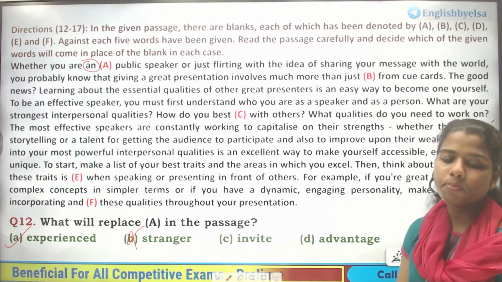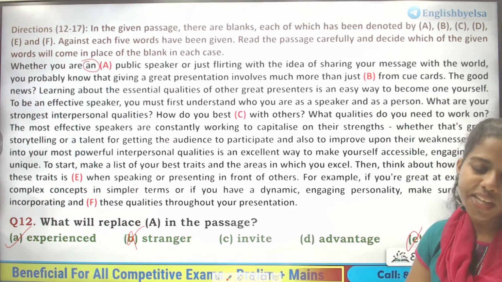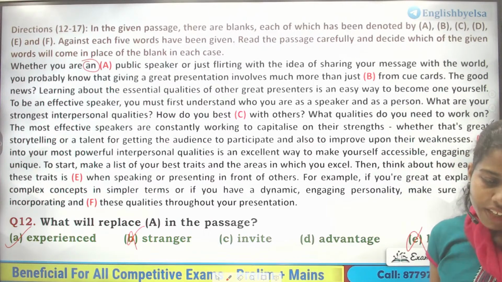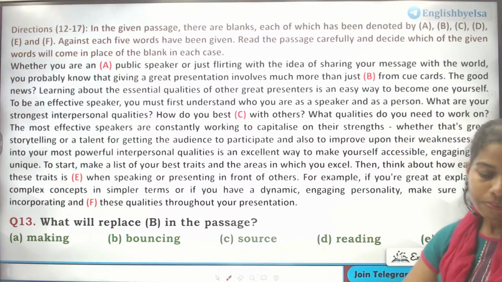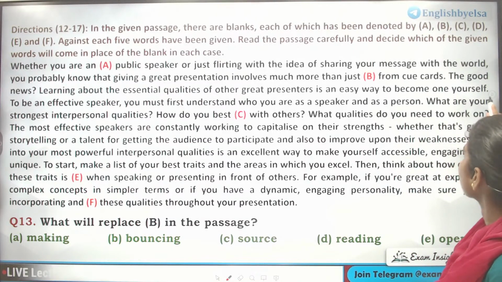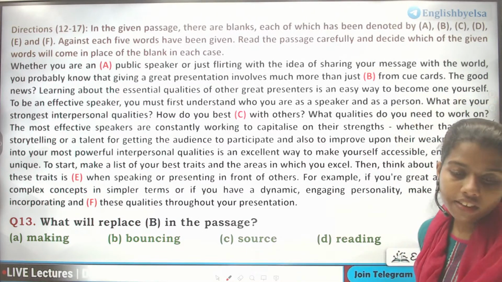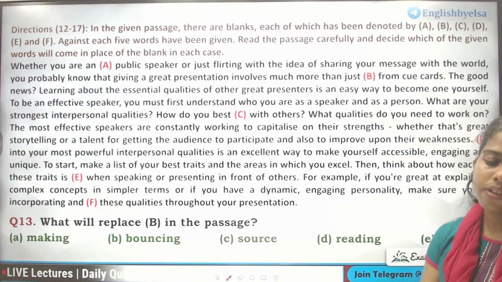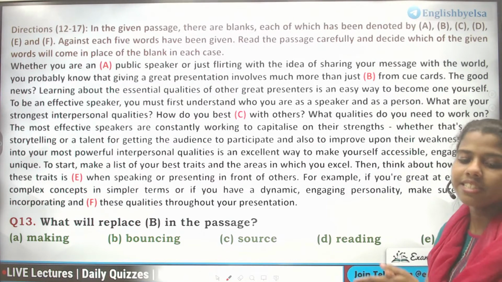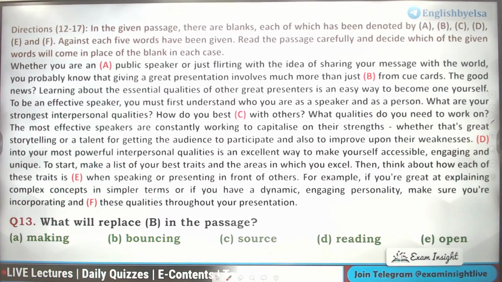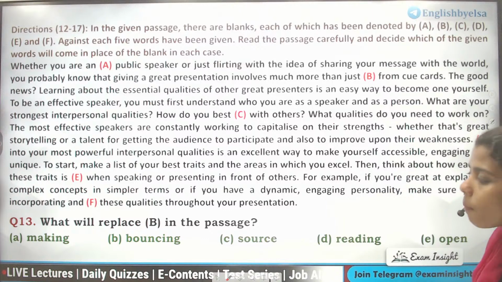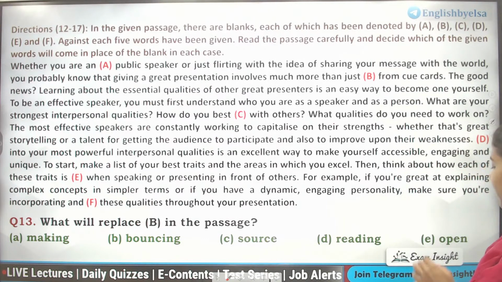Experienced public speaker or just flirting with the idea of sharing your message with the world. You probably know that giving a great presentation involves much more than just dash from cue cards. More than just dash from cue cards. Making, bouncing, source, reading, open.